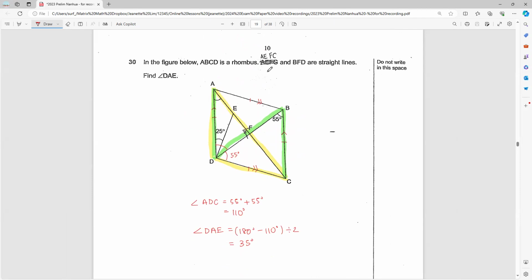Okay, with that, that's the end of this Nanhua 2023 Prelim Paper 1.